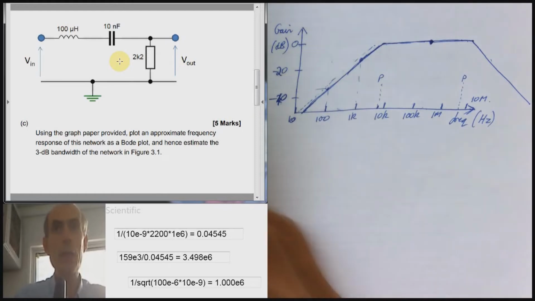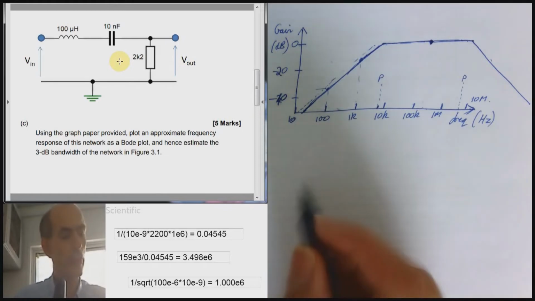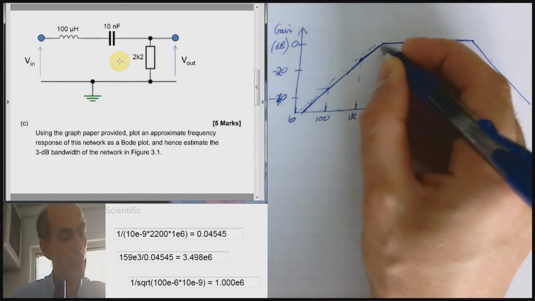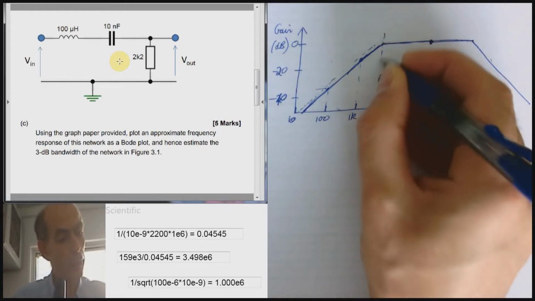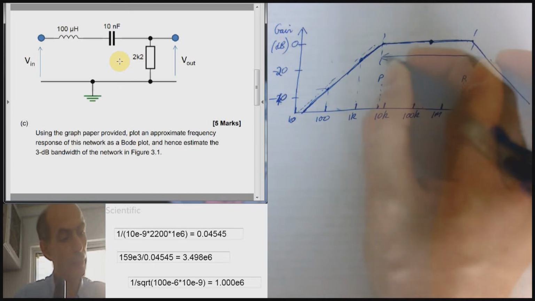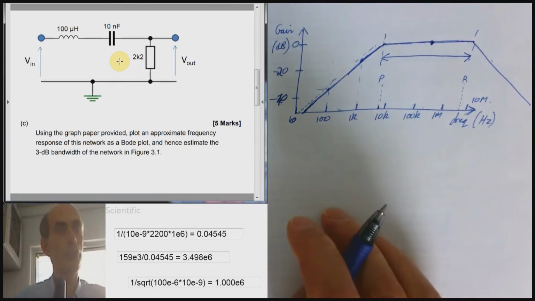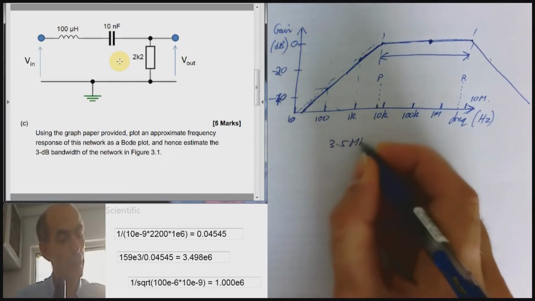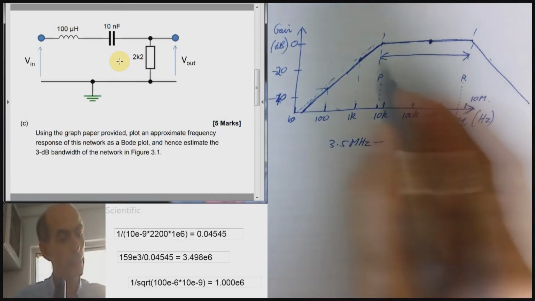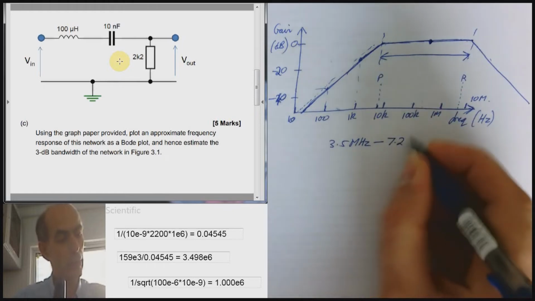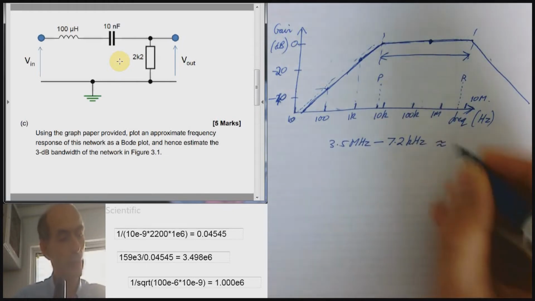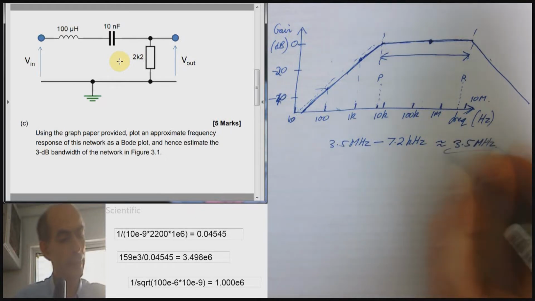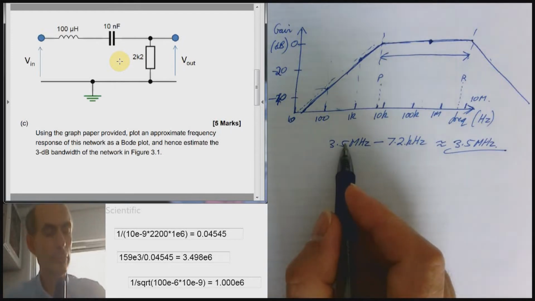It does say, hence estimate the 3 dB bandwidth of the network. Well, the 3 dB bandwidth would be between this pole here and this pole here. That would be a good approximation of that, and that is 3.5 megahertz minus about 7.2 kilohertz, which is, to a reasonably good approximation, just 3.5 megahertz. The 7.2 is insignificant compared to the 3.5 mega.